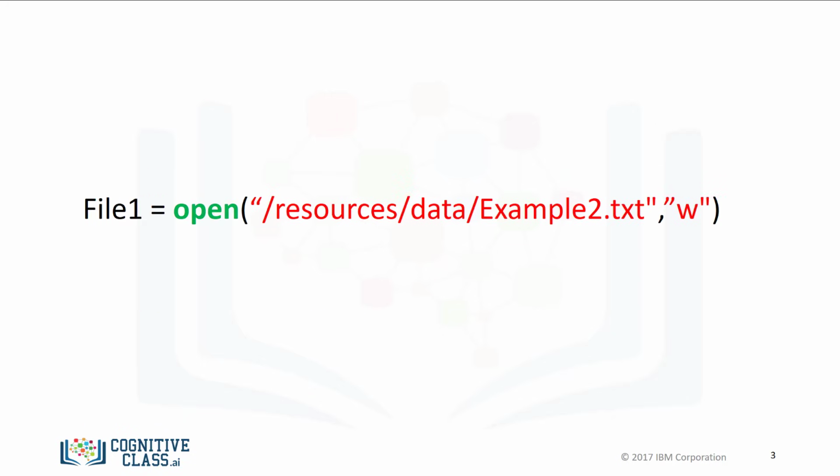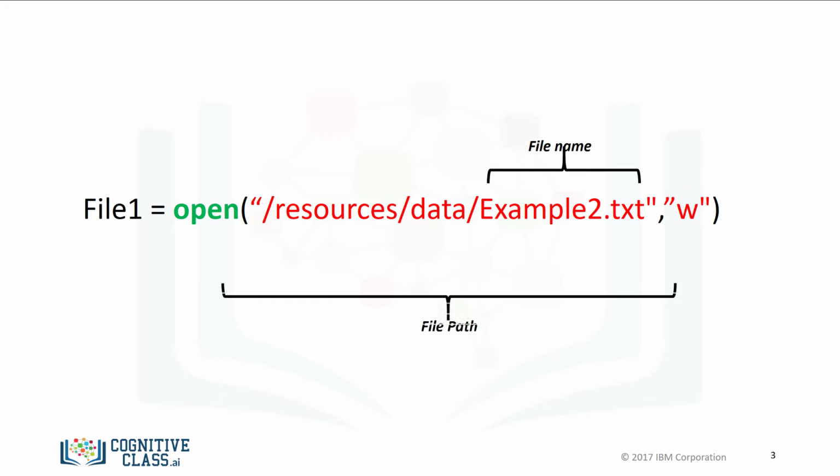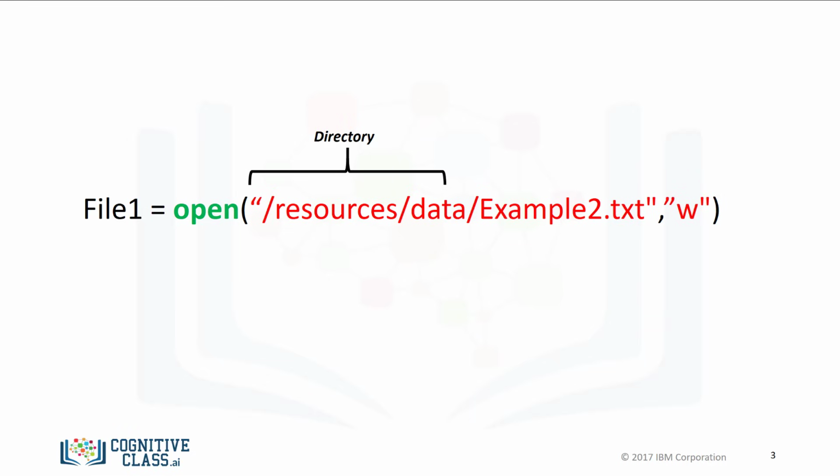We can open the file example1.txt as follows. We use the open function. The first argument is the file path. This is made up of the file name and the file directory. The second parameter is the mode. Common values used include R for reading, W for writing, and A for appending. We will use R for reading. Finally, we have the file object.